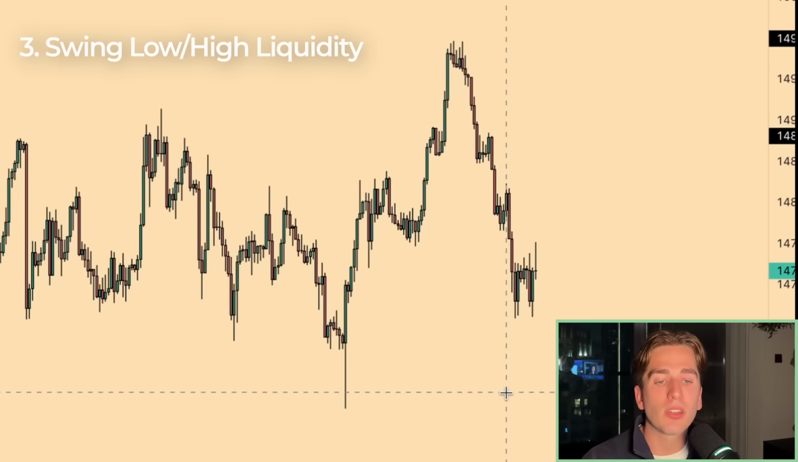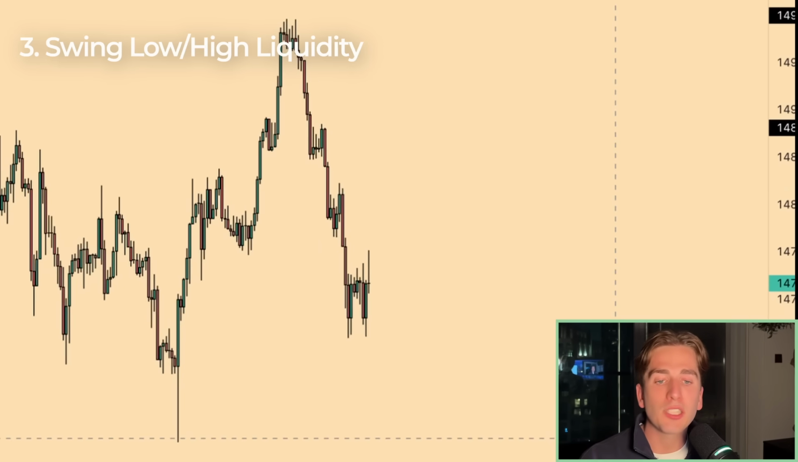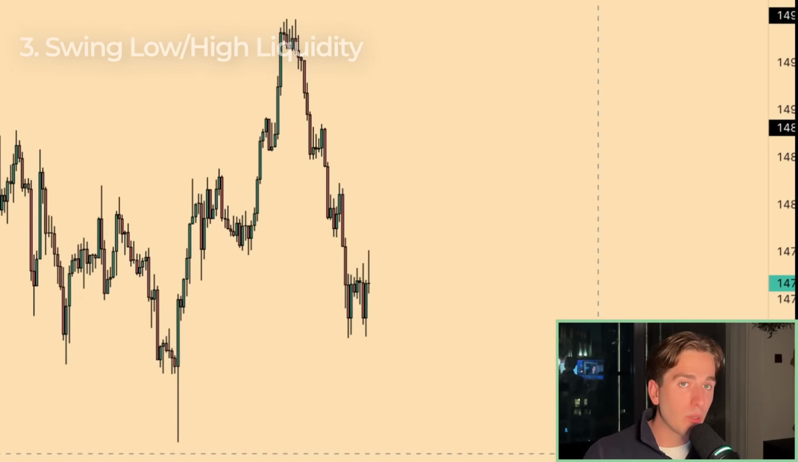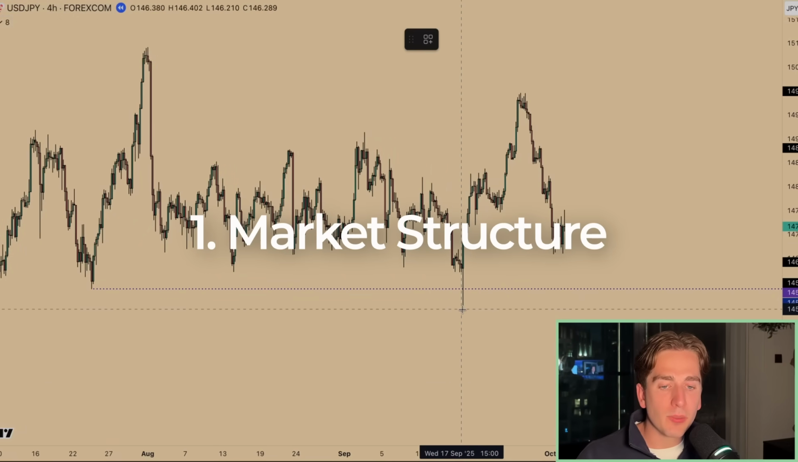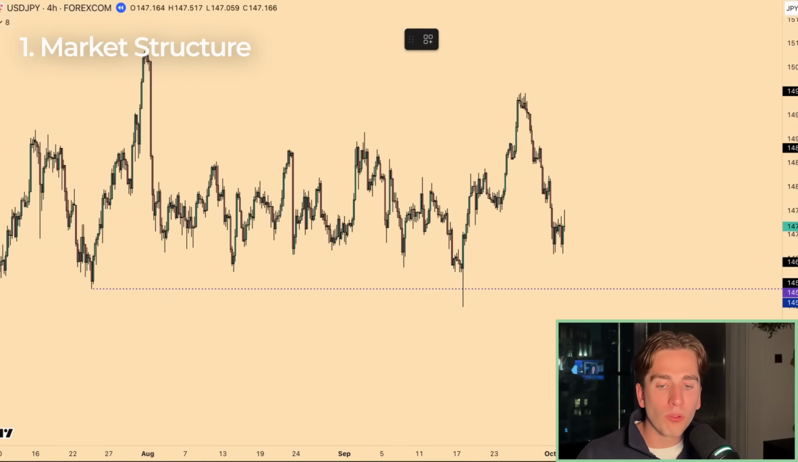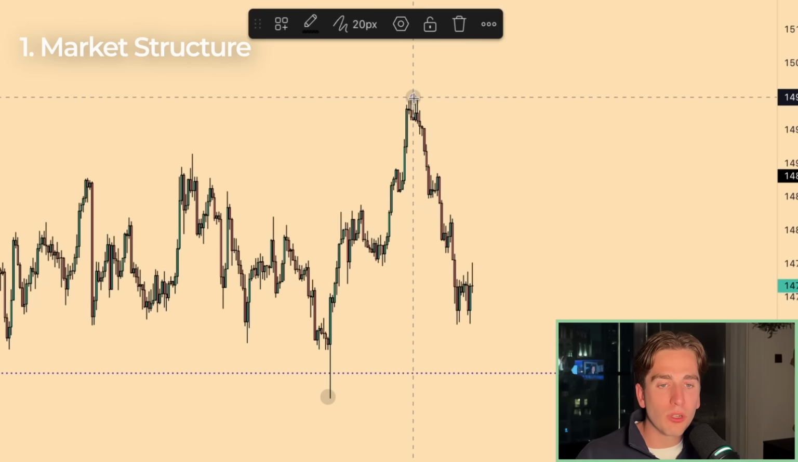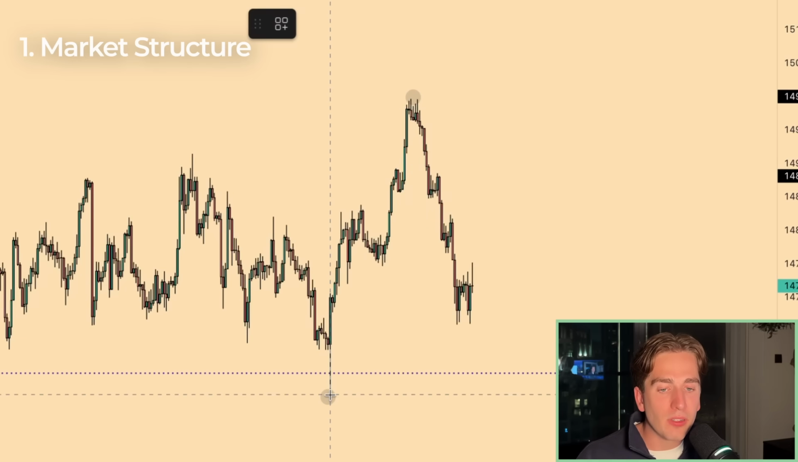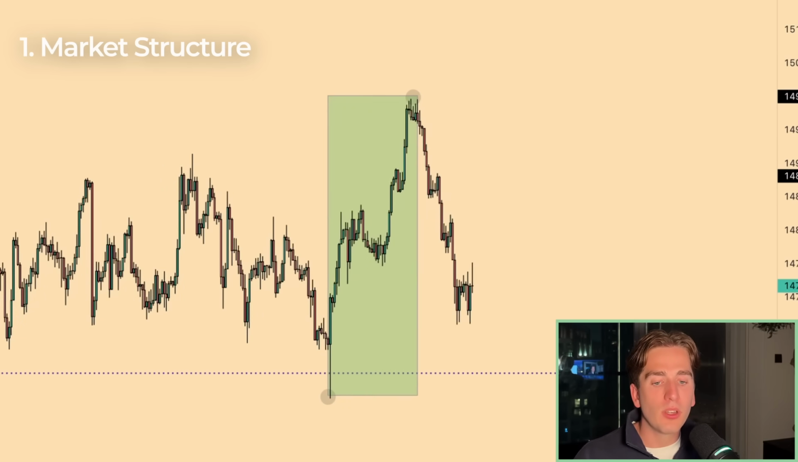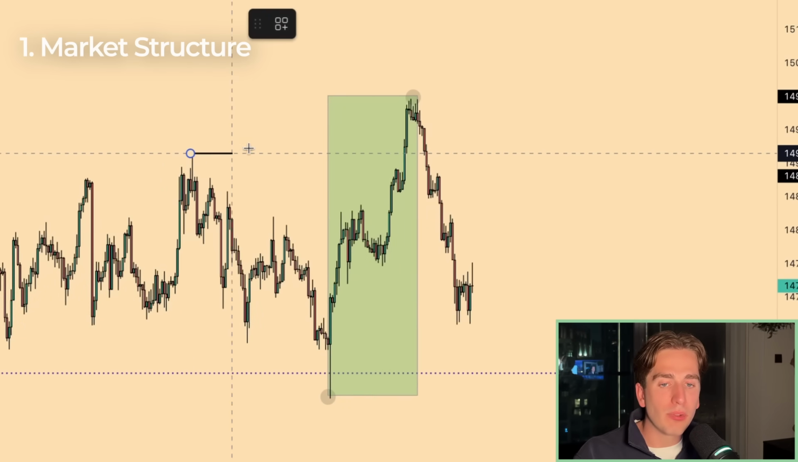And now let's dive into the chart and identify actual trades using that liquidity. And the first piece of confluence is going to be market structure. From the overall swing low in towards the overall swing high, we have an impulse in towards the upside, which goes hand in hand with a break of structure.